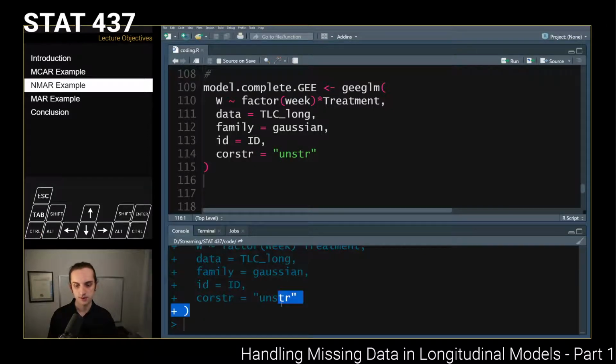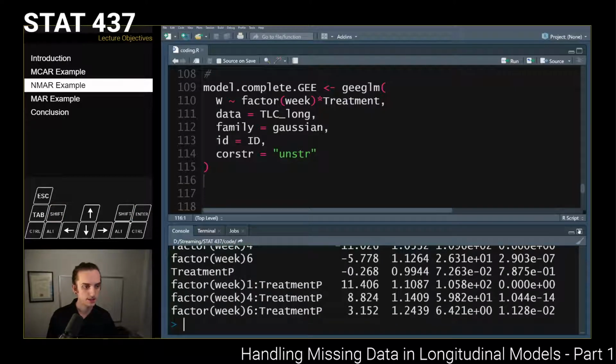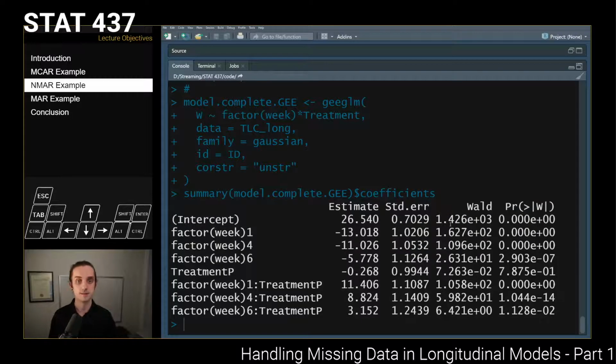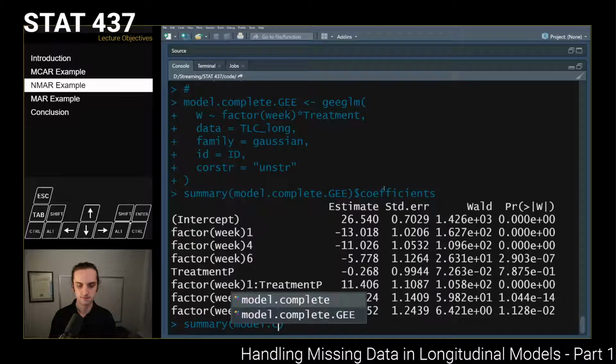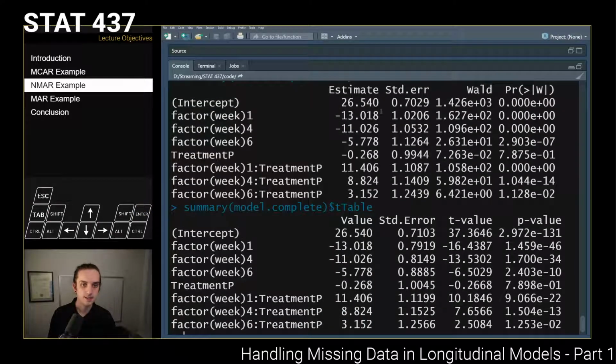Now, if I take a look at the summary of the model complete GEE, and I look at the coefficients here, okay, and then we take a look at the summary of the model complete, and we're looking at the t-table here, right, you can see that we actually get identical estimates.